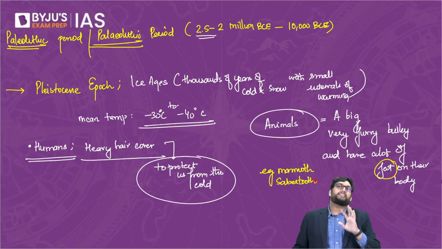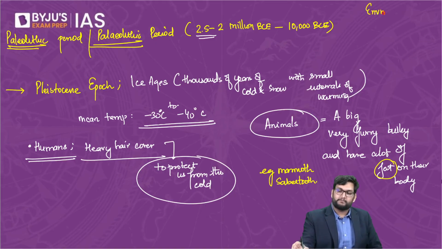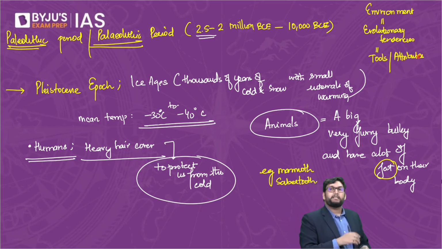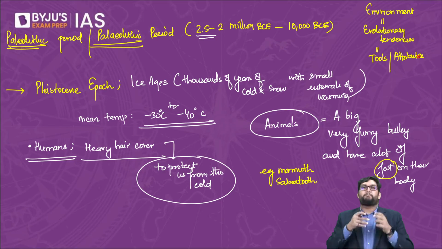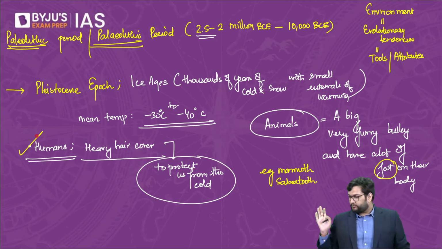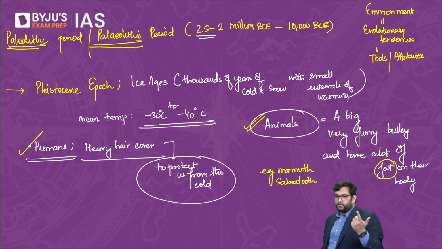Now, what I'm trying to establish to you is a correlation. Environment equals evolutionary tendencies equals tools and attributes. Basically, the environment, the Pleistocene epoch, dictates that humans look a certain way and animals have a certain attribute. Do we understand this? Minus 30 to minus 40, humans and animals.